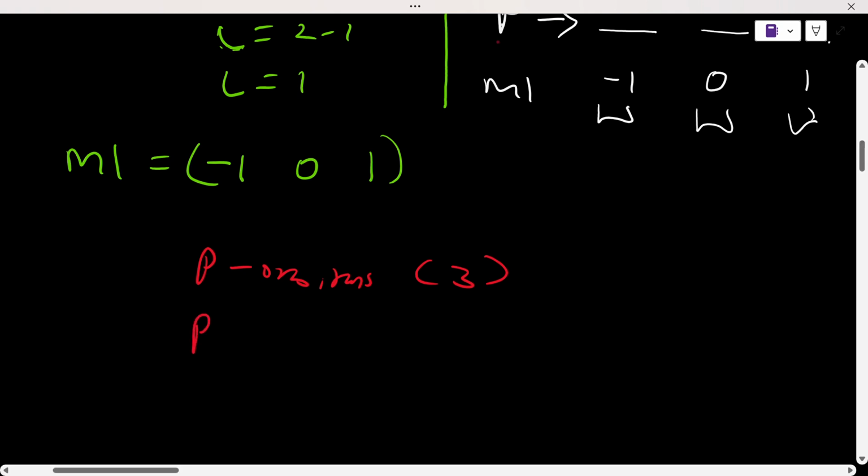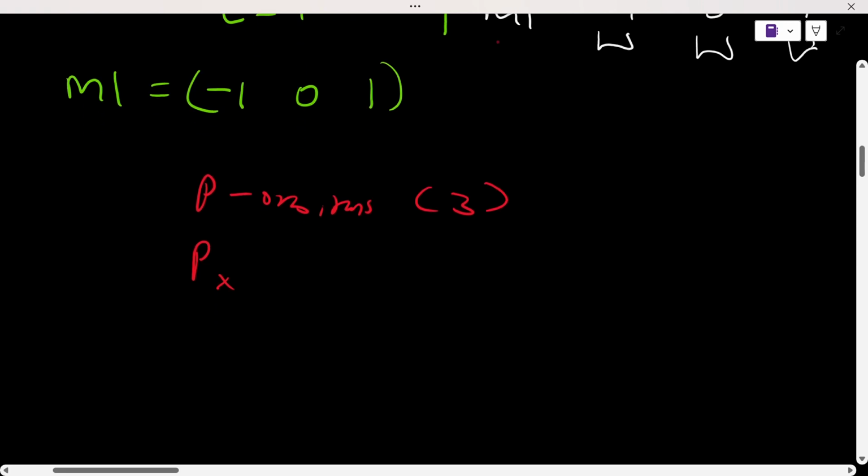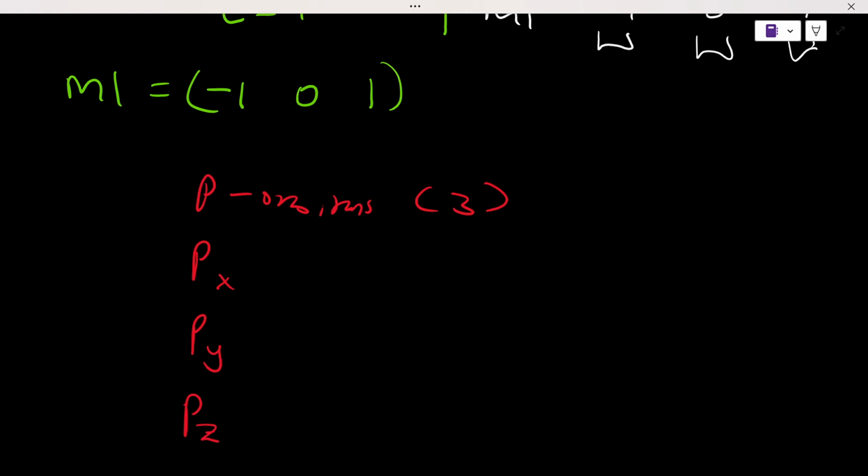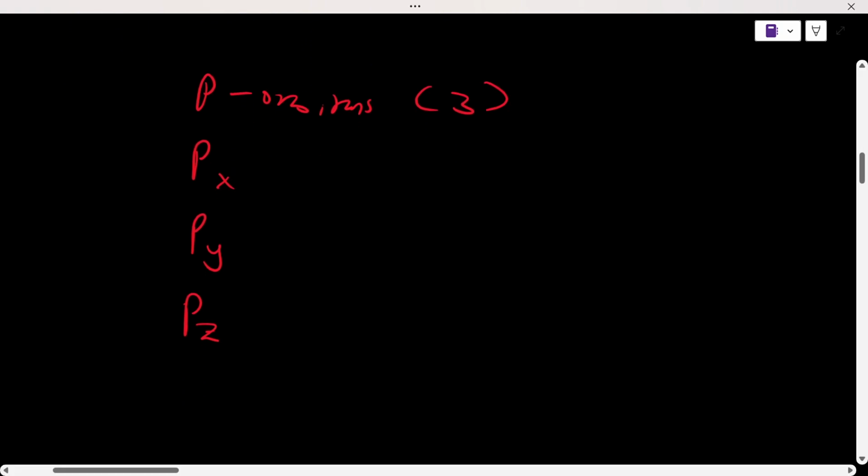We have the px, the py, and the pz. Because I'm dealing with the angular momentum number also here that tells us the shape, I'm supposed to tell you the shape.